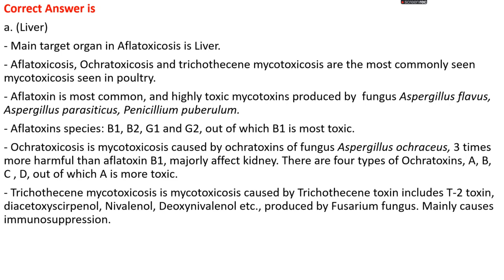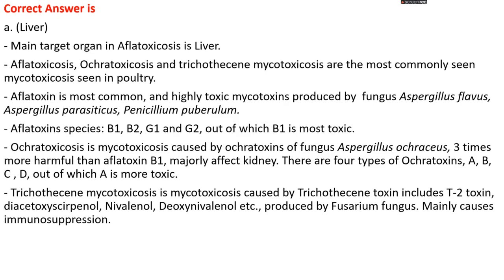Aflatoxin is the most common and highly toxic mycotoxin, which is mainly produced by Aspergillus flavus, Aspergillus parasiticus, and Penicillium puberulum fungus. This aflatoxin consists of B1, B2, G1, G2, out of which the most toxic species of aflatoxin is B1.